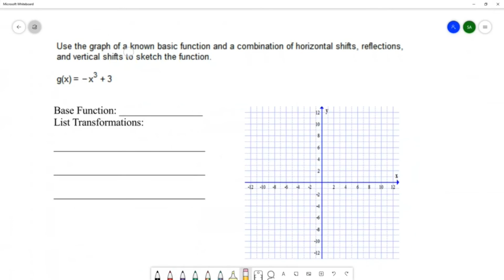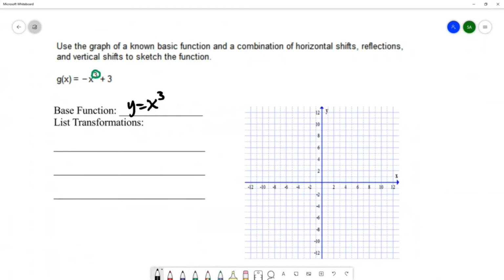Use the graph of the known basic function and a combination of horizontal shifts, reflections, and vertical shifts to sketch the function. The function we'd like to graph with transformations is g of x equals negative x cubed plus 3. First, we're going to recognize what our base function is, or basic function. And that is going to be y equals x cubed. So I know it's y equals x cubed because of the cube here.